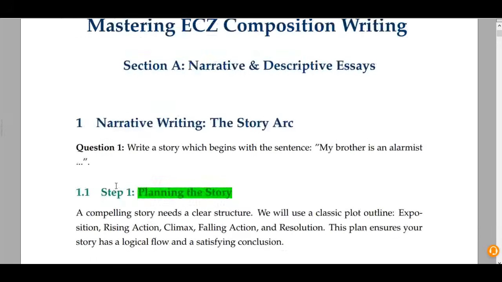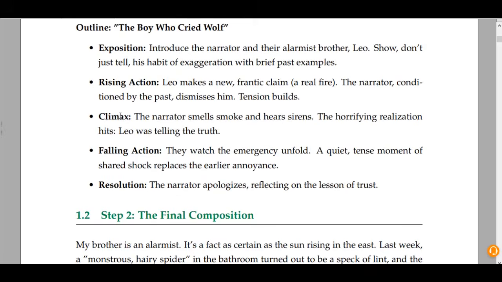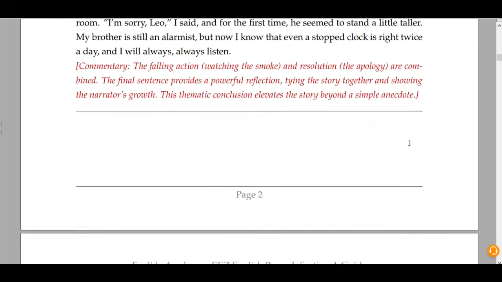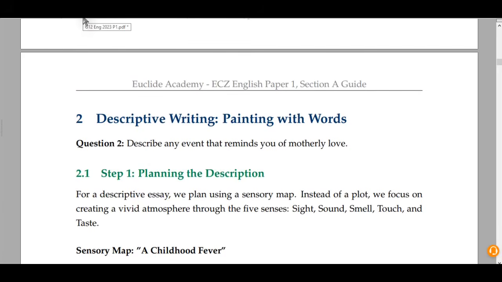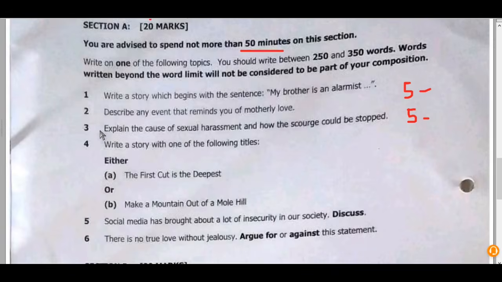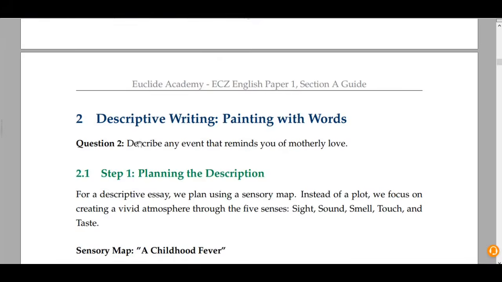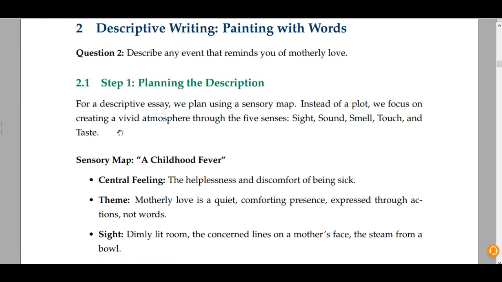Okay, so this is when you're going to start writing. Again, put down an outline. Okay, so let's say you choose question 2, descriptive. Describe any event that reminds you of motherly love. Okay, so here you're going to talk about an event that talks about motherly love.